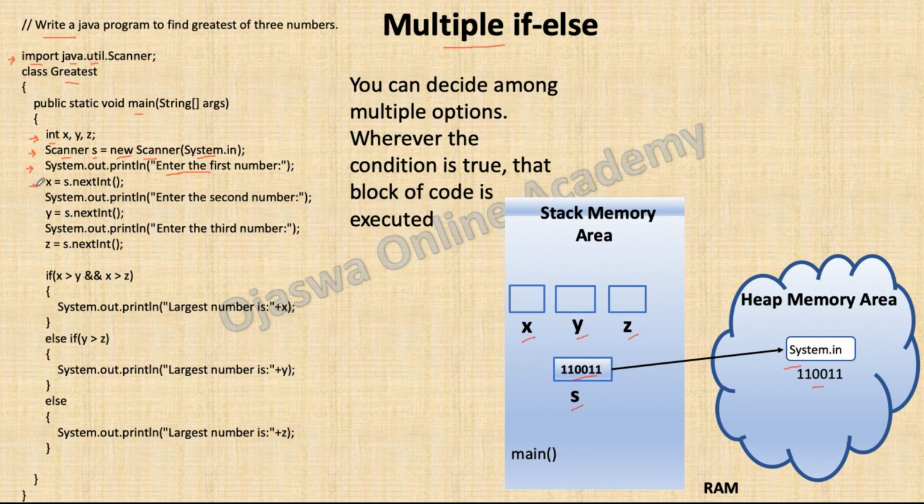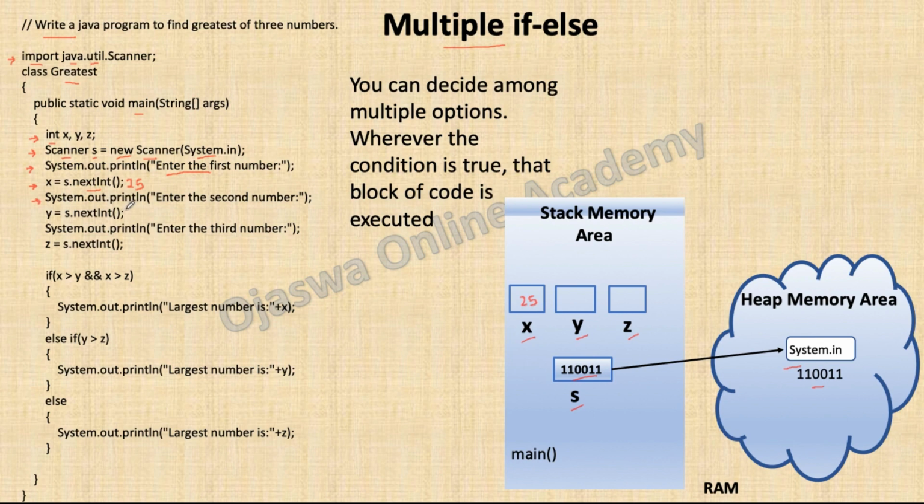The next statement is x equal to s.nextInt. nextInt is the method that reads the integer data entered by the user. This method belongs to the Scanner class, hence we need to write s.nextInt because s is the object of the Scanner class. Suppose the user enters number 25. We have written x equal to s.nextInt, so the number entered by the user is stored in the variable x. Hence over here inside the memory, value 25 is stored in the memory space reserved for variable x.